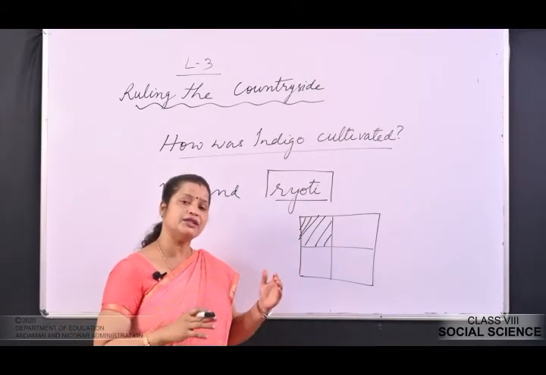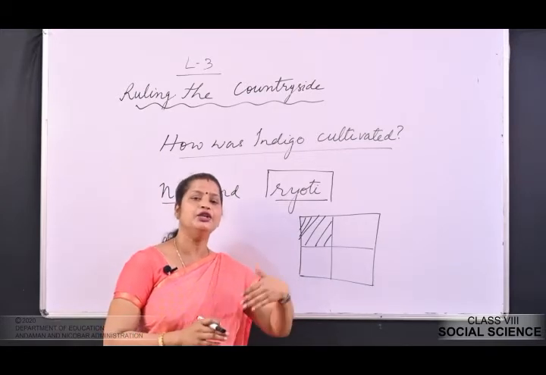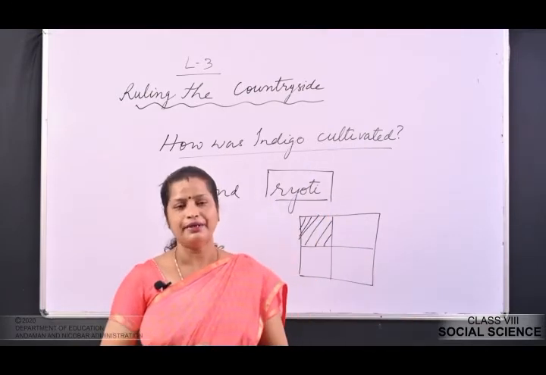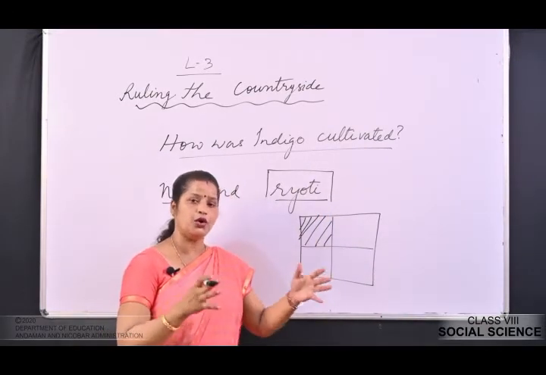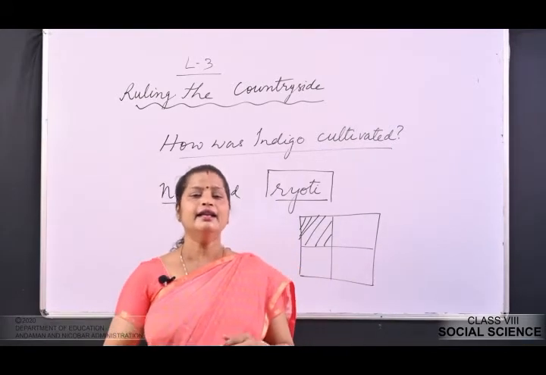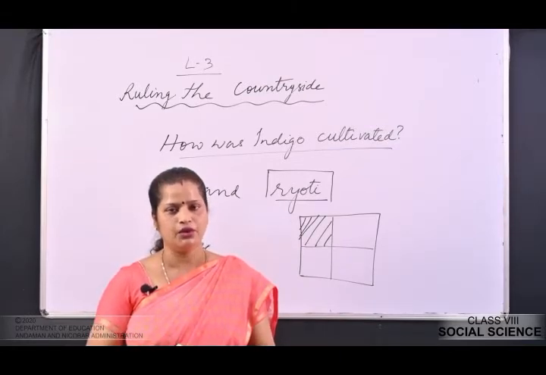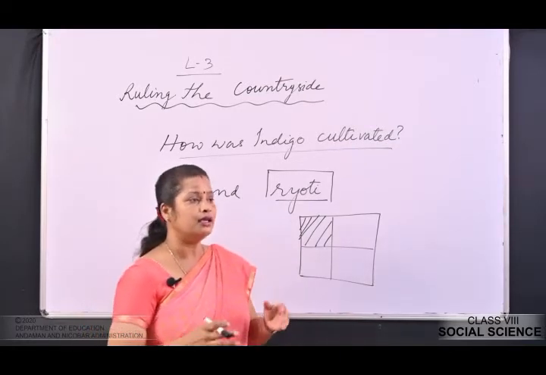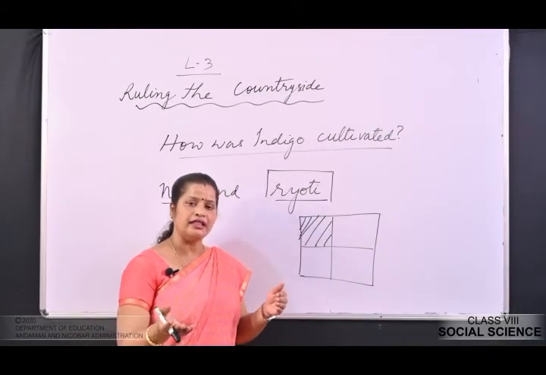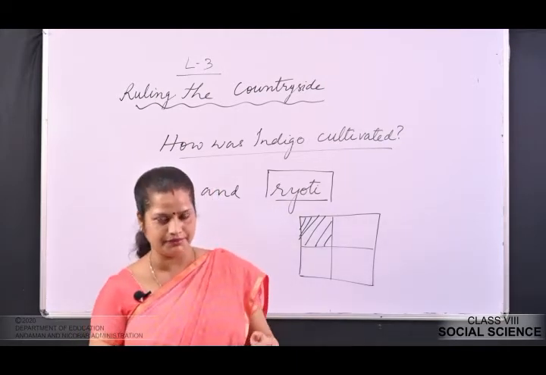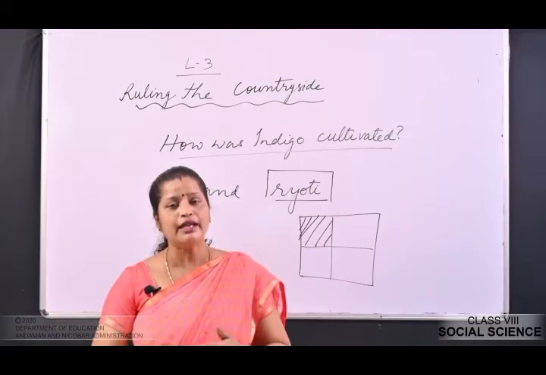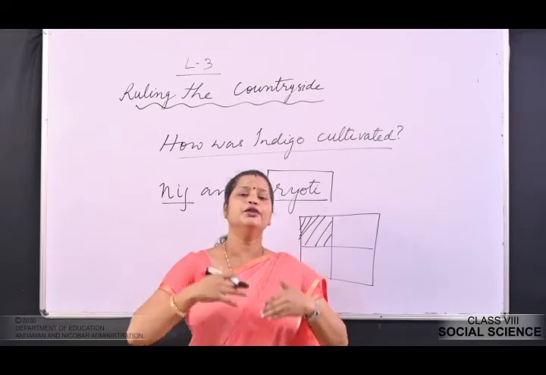Understood? When the crop was delivered to the planter after the harvest, a new loan was given to the Rayat and the cycle started all over again. Once the indigo crop was ready, they delivered it to the planter, and then got a new loan. Why? Because after harvesting indigo, they were not getting much money from the planter. They were unable to pay the loan they had already taken, so in order to pay the previous loan, they took a new loan from the planter.